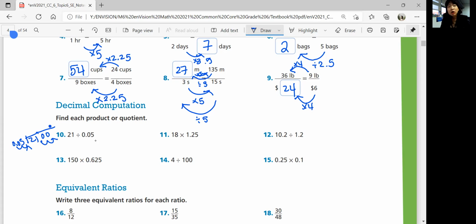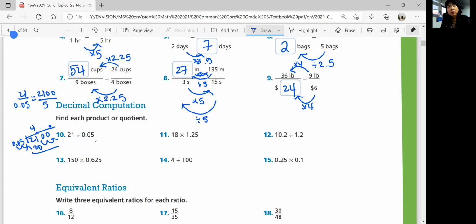Okay, because they're equivalent ratios, right? 21 divided by 0.05 is equivalent to if you multiply 100 to both of them, right? So then you start with the hundredths place. And so 5 times 4 is 20.